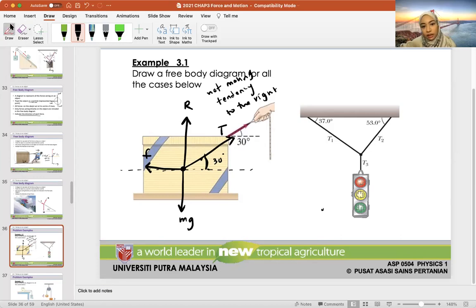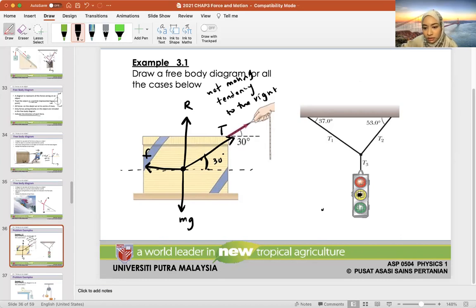Do we have anything else here? Kita dah belajar reaction, friction, gravity, tension. Is there anything else? Tak ada kot. Okay, so next one. We have a traffic light.